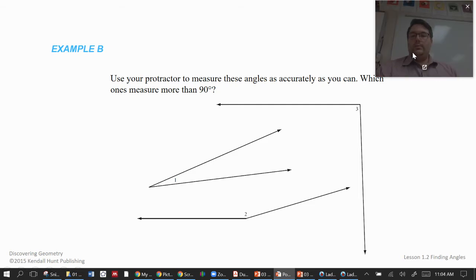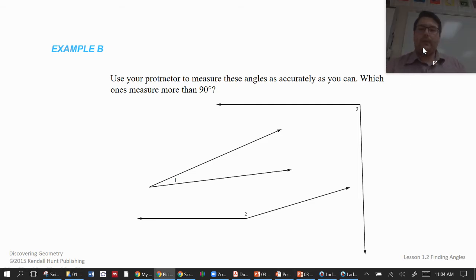Okay, so at this point, I'm going to have you pause the video and try to measure those angles. You're going to have to put your protractor right up on your screen, measure those angles, and then there'll be a question to answer before you move on.